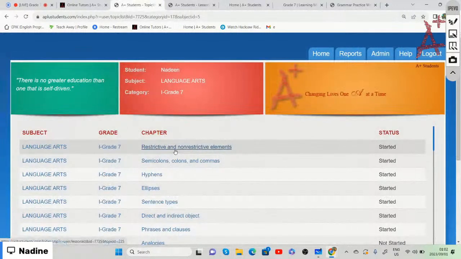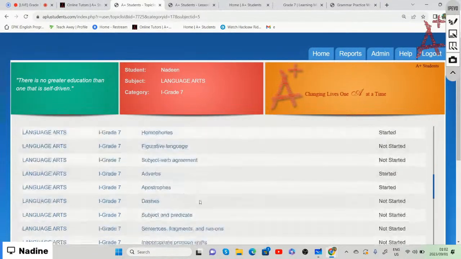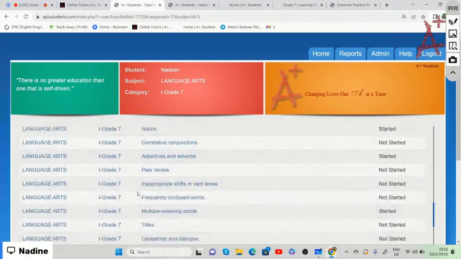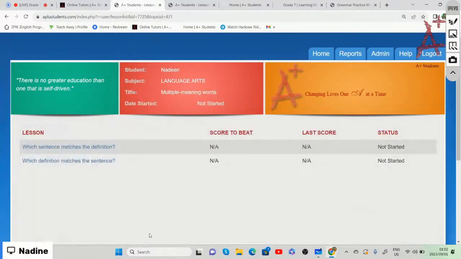All right, so once we get to the list of chapters, we are going to scroll down until we get to the chapter of multiple meaning words. So our chapter focus is going to be multiple meaning words, and the lessons that we will be focusing on under this chapter are which sentence matches the definition and which definition matches the sentence.